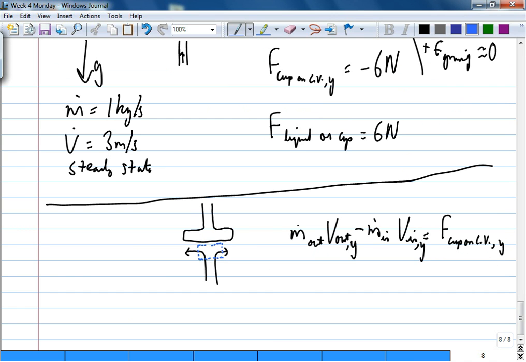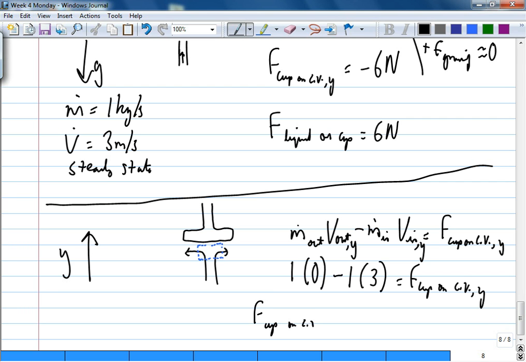So here m dot out is still 1. What's the velocity out in the y direction? Y is this way. It's actually 0. Minus m dot in is still 1. Here is actually 3 is equal to F cup on CV in the y direction. So F cup on CV in the y direction is equal to 0 minus 3, which is minus 3 newtons.